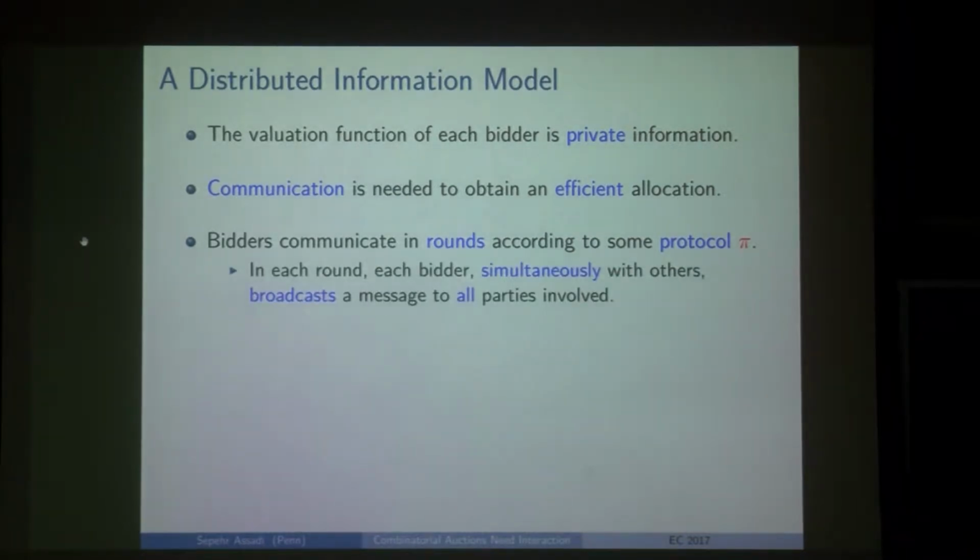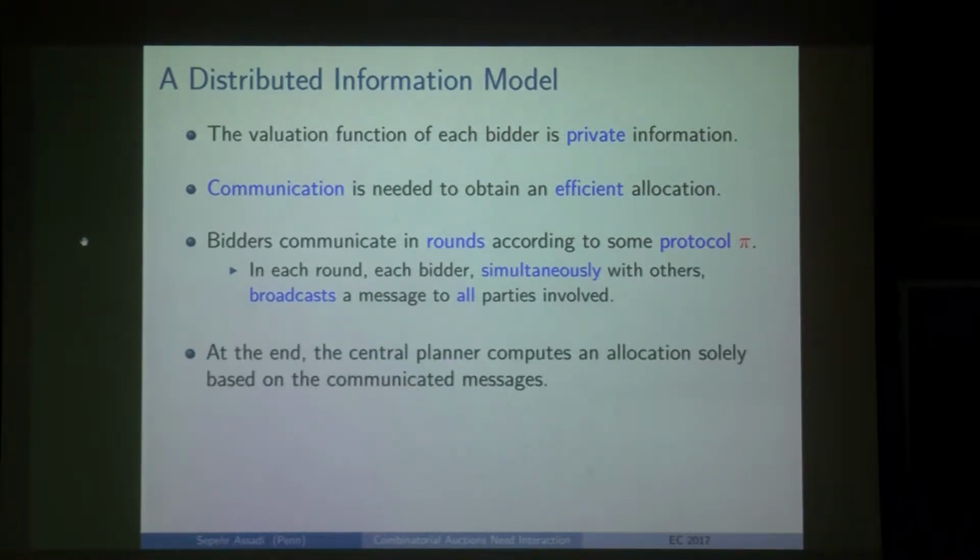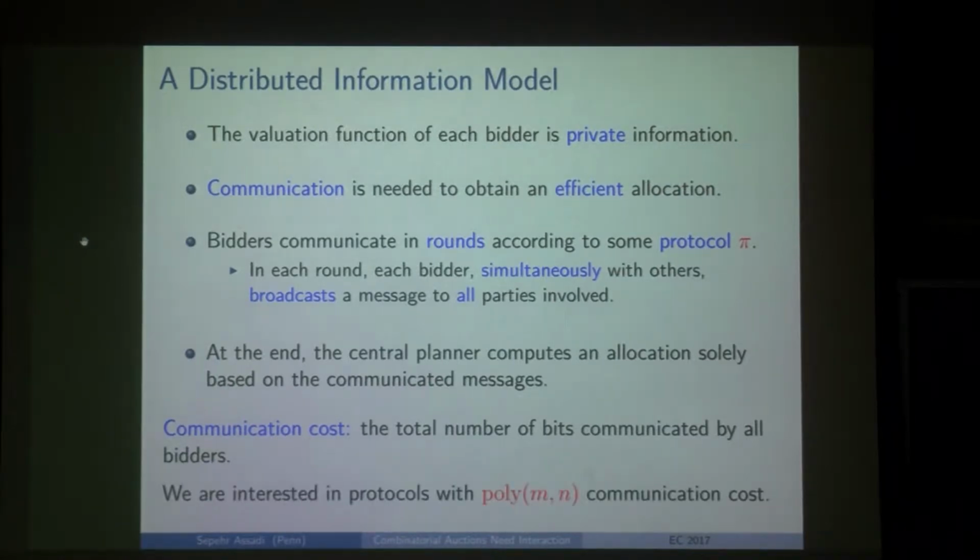In each round, each bidder, simultaneously with everyone else, will broadcast a message to everyone. You can think of it as each bidder writing something on a board, and then simultaneously everybody shows their board. Everyone will have the same state of knowledge at the end of the round, except for their private input. And then we continue this over rounds. After the last round, the coordinator looks at these communicated messages and uses them to find the allocation. So this is the setup. And the main measure here is the communication cost that we incur in this protocol. Basically, we want the players to communicate only polynomially many bits, because after that it's going to be infeasible, really.